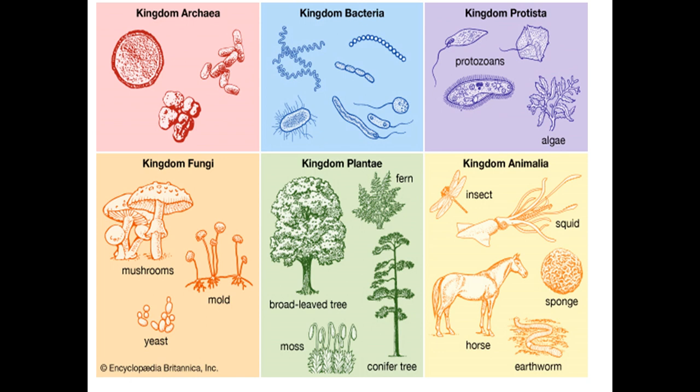The next one is the kingdom Plantae. All plants fall under kingdom Plantae because they have chlorophyll that enables them to carry out photosynthesis. Ferns, broadleaf trees like mangoes, conifers, and mosses are all examples of plants that fall under kingdom Plantae. In the next video, we're going to take these kingdoms one by one and look at the detailed features of these various groups.